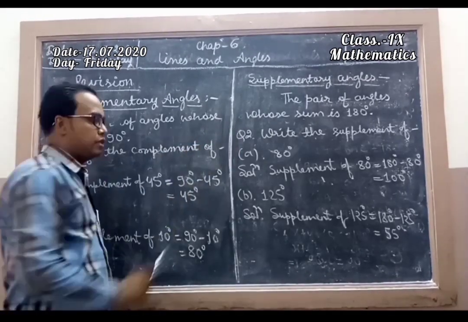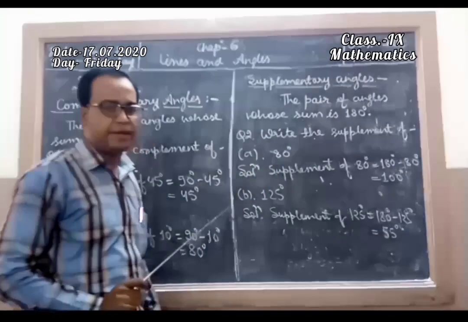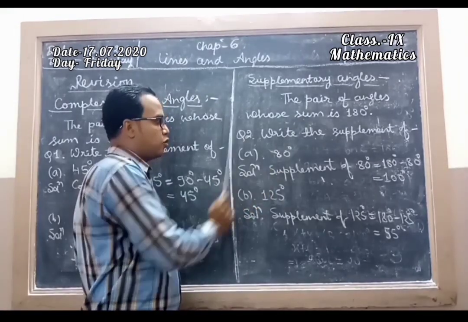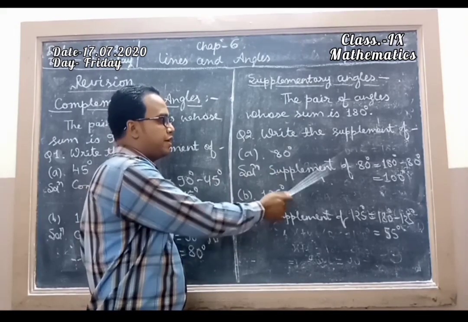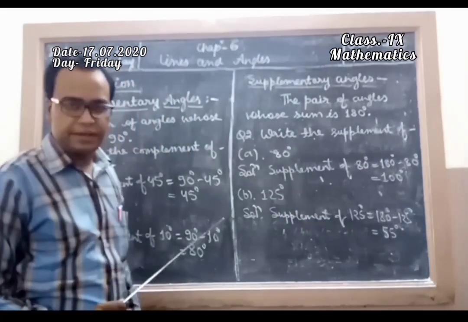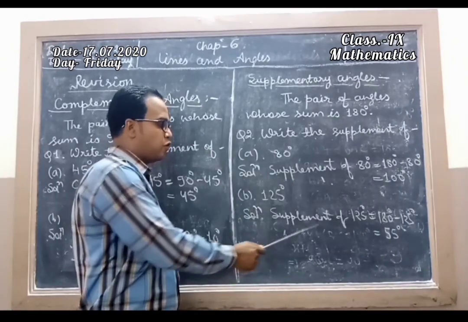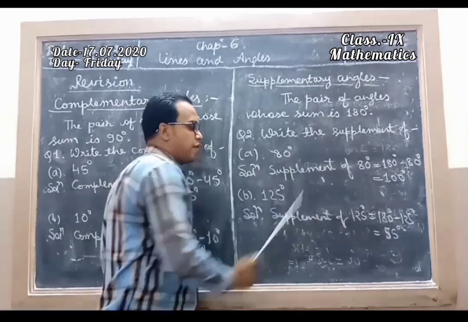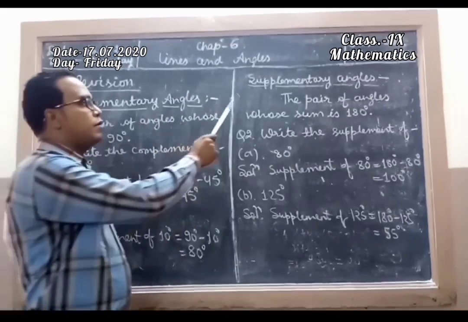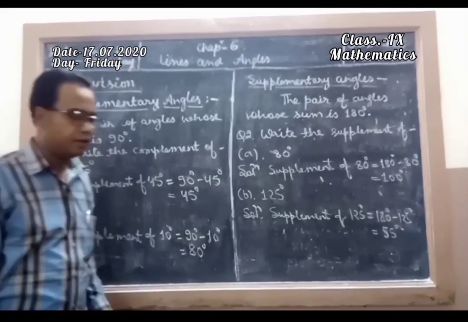Now supplementary angles: the pair of angles whose sum is 180 degrees. Second question, write the supplement of 80 degrees. Supplement of 80 degrees, 180 degrees minus 80 degrees, that is 100 degrees. Second part, 125 degrees. Supplement of 125 degrees, 180 minus 125 degrees, that is 55 degrees. It means supplementary angles are those angles whose sum is 180 degrees.